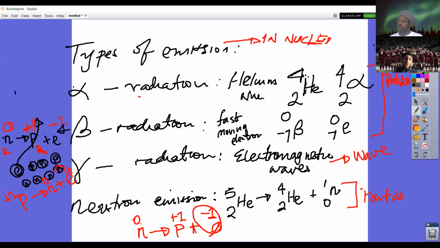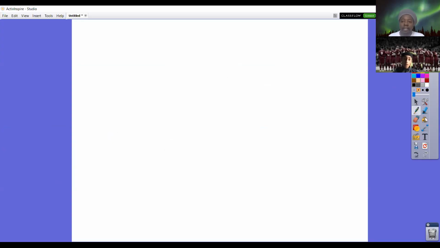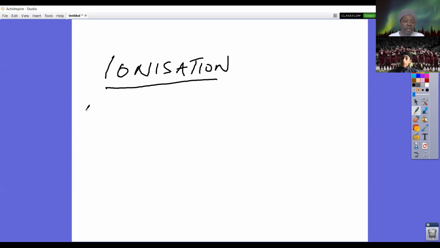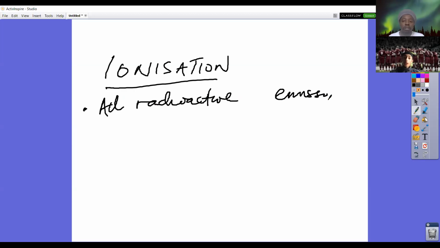Okay, so we've now looked at the different types. The other thing that we need to look at is what you mentioned now, Jay, which is a very important aspect of this topic, and that is this idea of ionization. One of the key properties of all radioactive emissions is that they are ionizing. All of them.